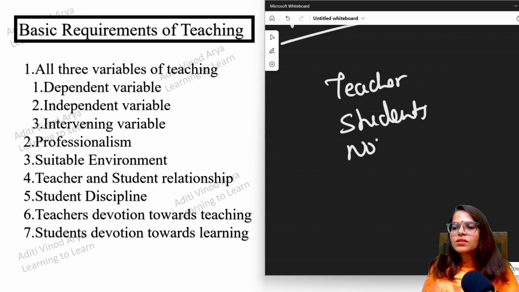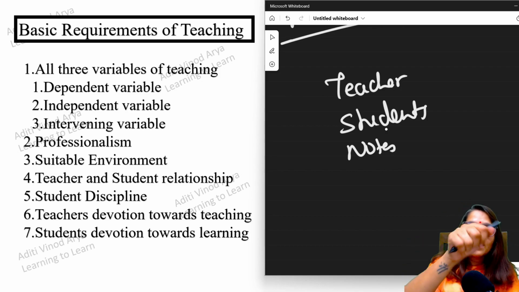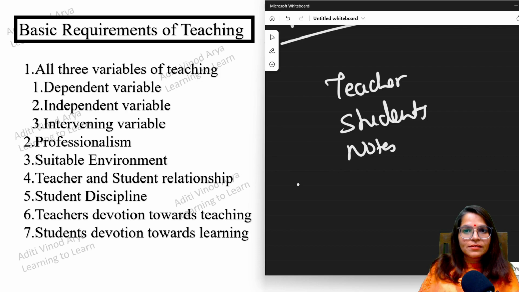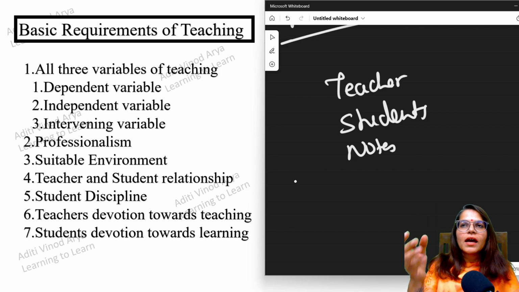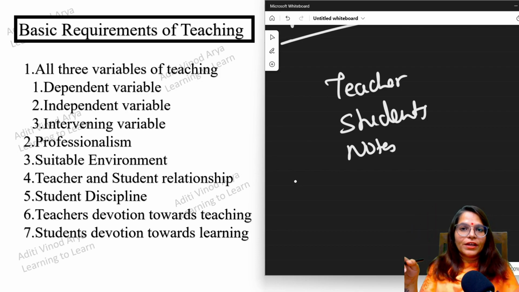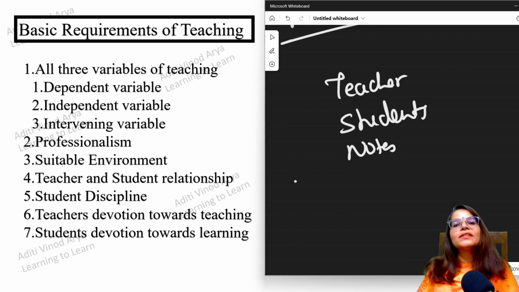Then we have notes, these are the notes. Then for digitalization, I'm using this mic, I'm using the camera, I'm using the pen tab where I'm writing something, I'm using the slides, I'm using the course curriculum of NTA UGC NET. So all these things come together and help in the entire teaching and learning process. So what are the basic requirements of teaching?